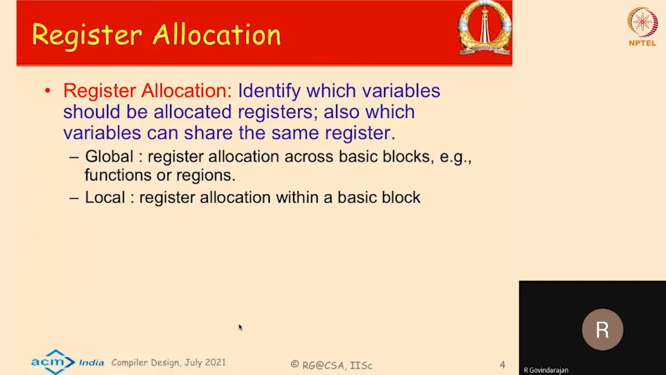One problem is what is called register allocation, which is identifying which variables and which temporaries in your program should be allocated registers. And also, when you say which variables have to be allocated registers, you also want to find out which variables can share the same register, right? And you can do this either in a global sense, meaning across basic blocks, or in a local sense, which means within a basic block, right?